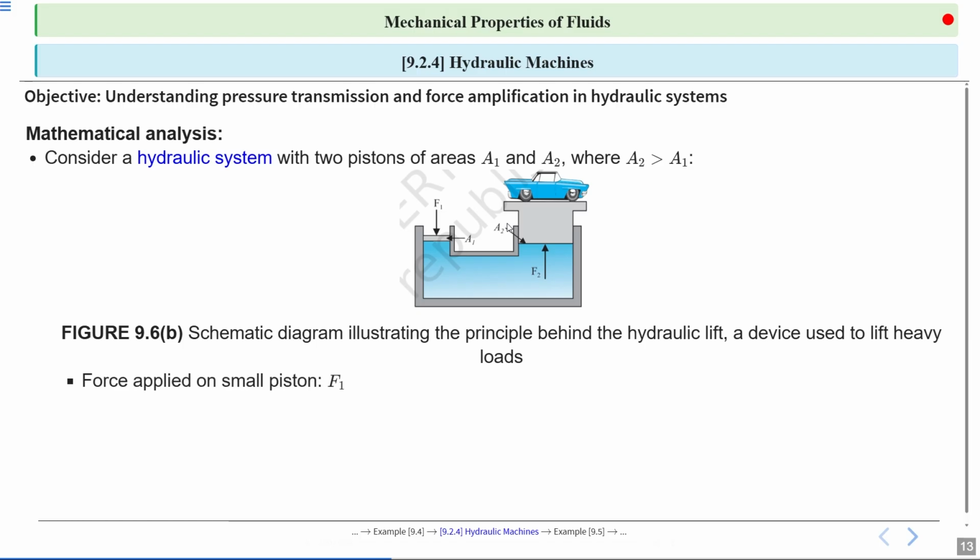Now let's focus on the force applied to the small piston, which we call F1. So F1 is the force applied to the small piston. The pressure created by the force is given by the formula P equals F1 divided by A1. Here P represents the pressure, F1 is the force applied, and A1 is the area of the small piston.